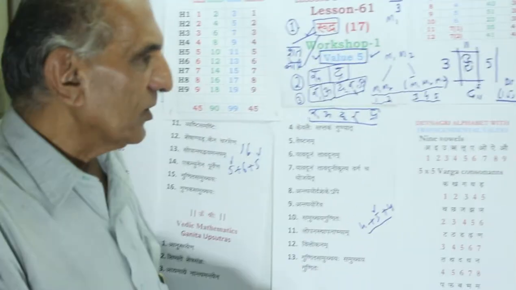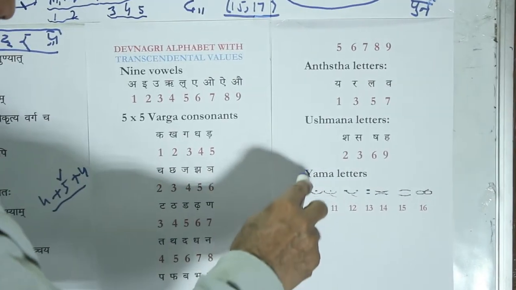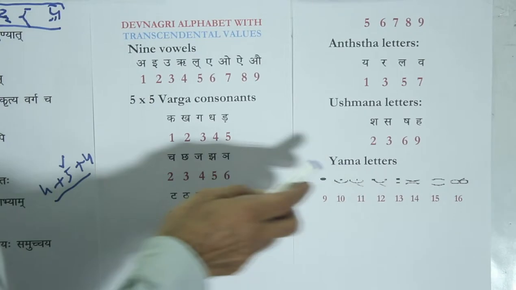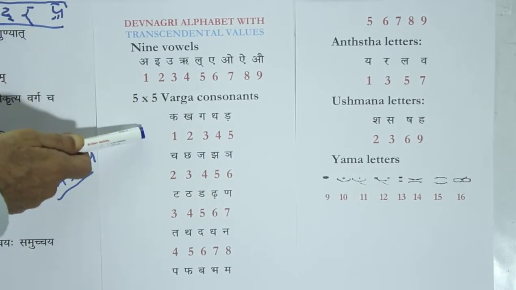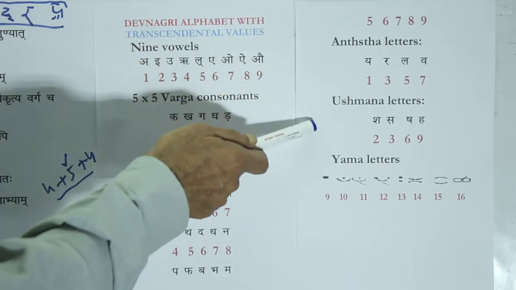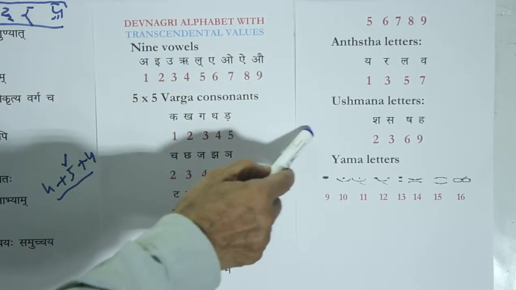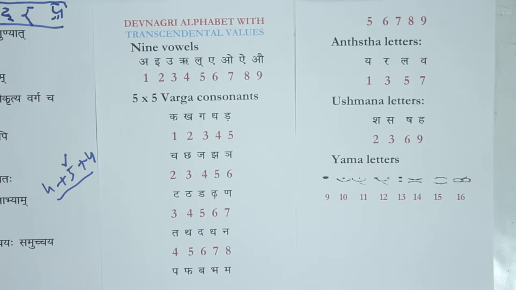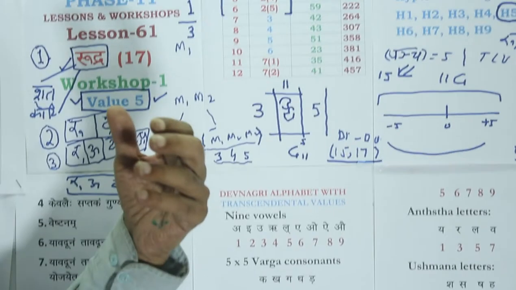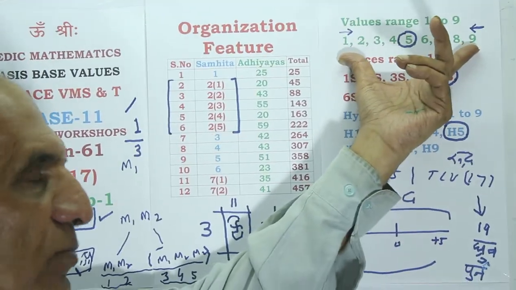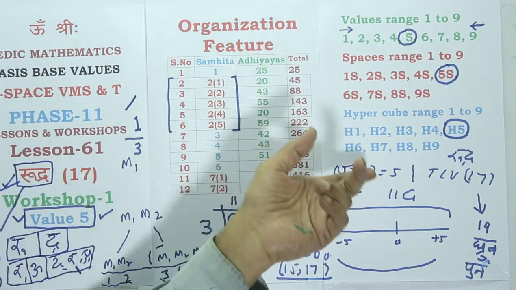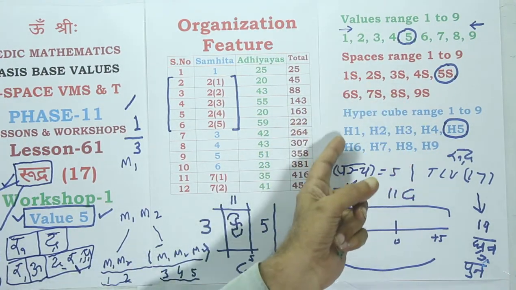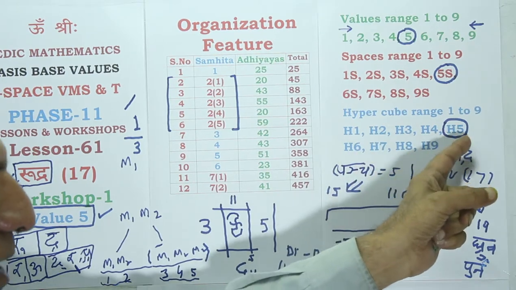However, it would be blissful to take note that it is only the Yama letters which have values 10 to 16. All other letters, may it be vowels, consonants, Antahstha letters, or Ushmana letters, are all exhausted in terms of values 1 to 9. Therefore, values 1 to 9 have a prominent role to play. This prominent role of values 1 to 9 as transcendental code values will ultimately take us to the values range 1 to 9 as the 9 numerals of the 10 place value system, and it will further take us to 1 space to 9 space, then further to the hypercubes 1 to 9.